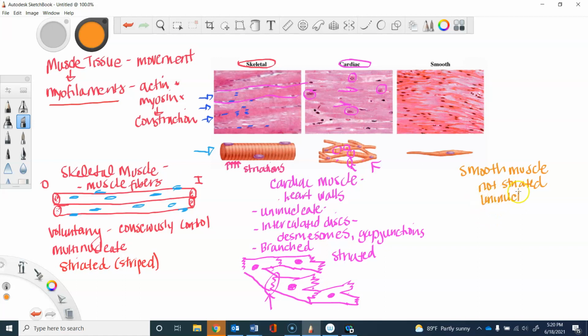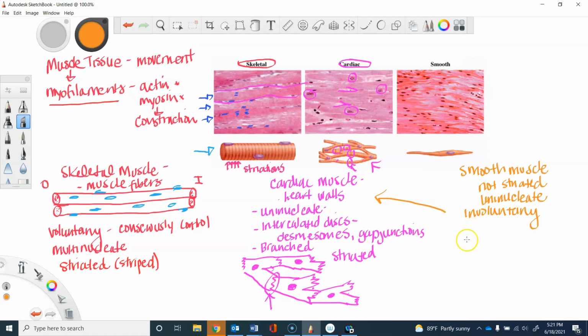They're uninucleate, and like cardiac muscle, which I didn't mention, but cardiac muscle and smooth muscle both are involuntary. Cardiac muscle is also involuntary. Involuntary just means you can't consciously control it.